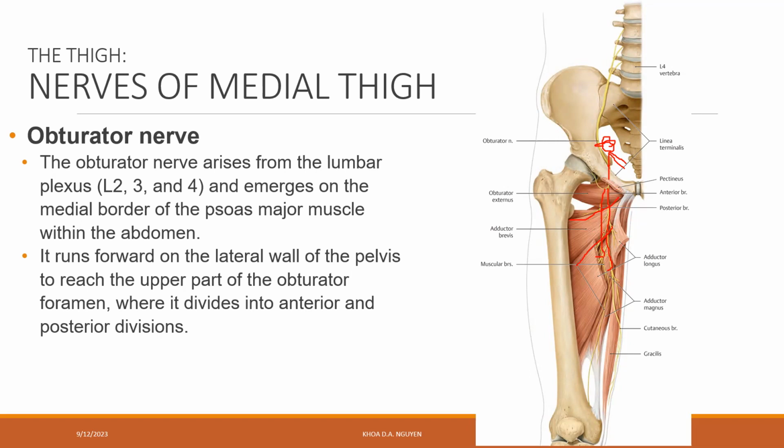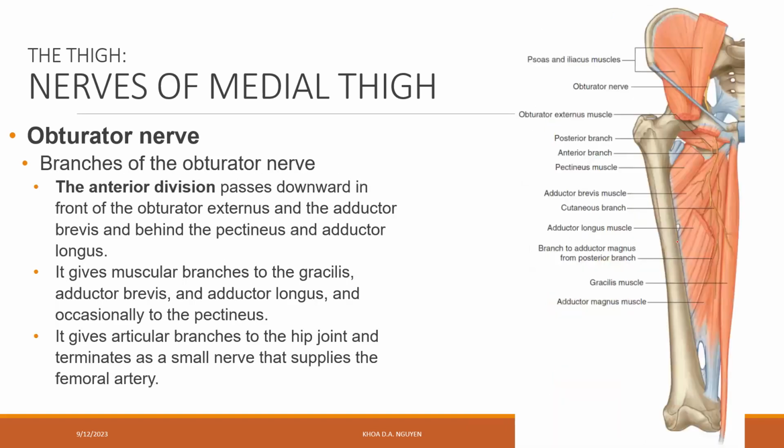But the more important thing that you need to know is that the obturator nerve is the one that will innervate what? Gracilis, the adductor longus, adductor brevis, and adductor magnus. Okay, very important that you guys understand that.